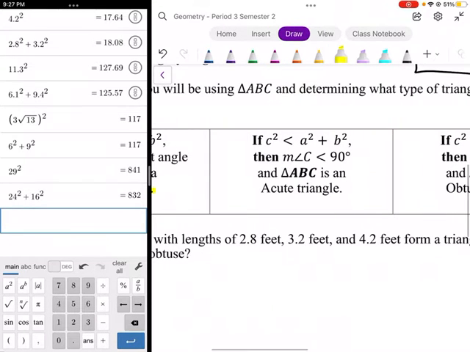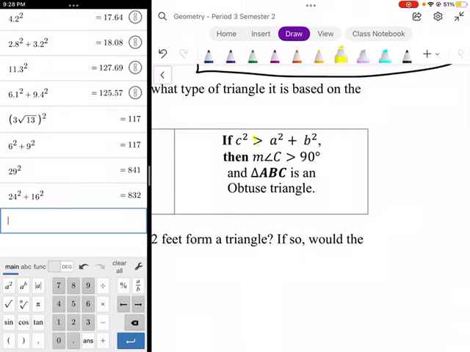Now, what happens if c squared is less than a squared plus b squared? In that case, we're going to have an acute triangle. So they kind of go together. So less than, acute, smaller, those words kind of relate to each other. So it's easy to remember. If c squared is smaller, it's going to be acute.